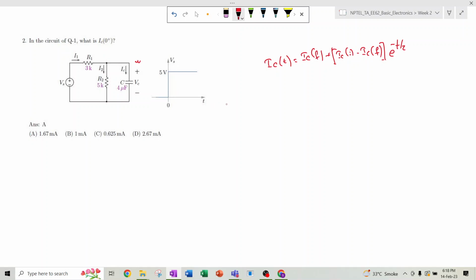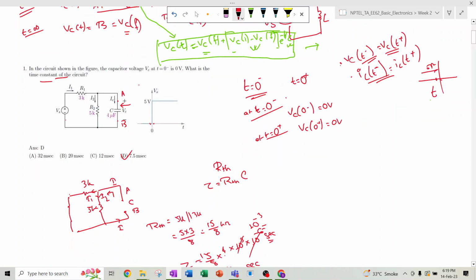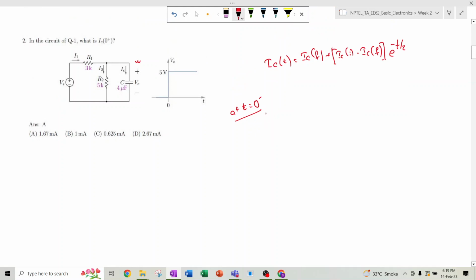So we need to first consider time t equal to 0 minus, that means initially. As already given in the question, at t equal to 0 the voltage across the capacitor is 0 volt. It is mentioned that the voltage across the capacitor Vc is 0 volt. So at t equal to 0 minus, the voltage across the capacitor is 0 volt. I already told you that at any point of time the voltage should not change abruptly. So Vc 0 plus, at time t equal to 0 plus, is nothing but equal to 0 minus, that means 0 volt.